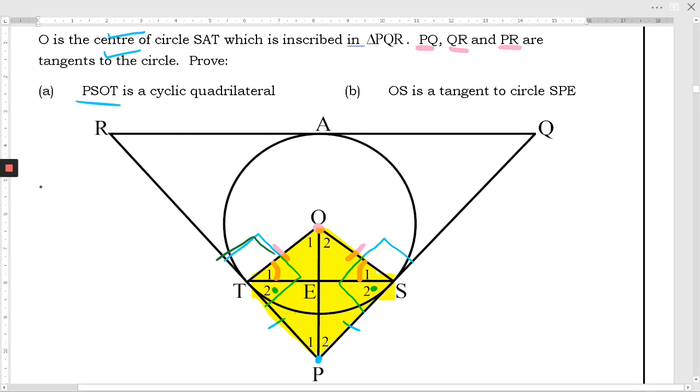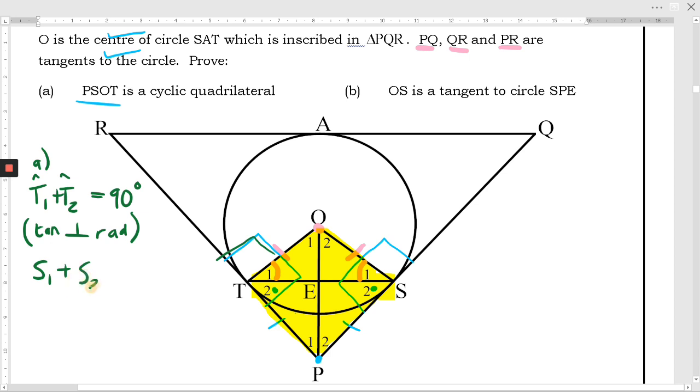Okay, so this is question A. T1 plus T2 equals 90 degrees. My reason is tan red. Then on the other side, I've got the same story. I've got S1 plus S2 is 90 degrees, also tan red. I'm doing the reasons in brackets because I'm not working side by side.